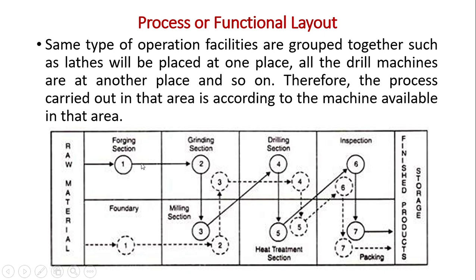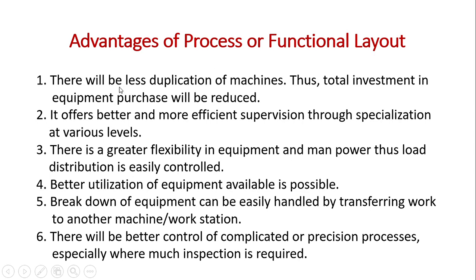You can see in process or function layout, in a given area, you'll find different types of similar kinds of machines arranged together. Such kind of arrangement of machines you'll find in functional layout or process layout. In such type of layout, you'll find same type of operation facilities are grouped together. If you see this slide, here advantages of process or function layouts are specified.